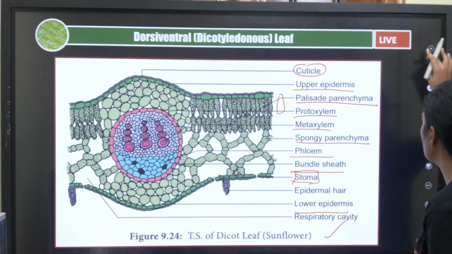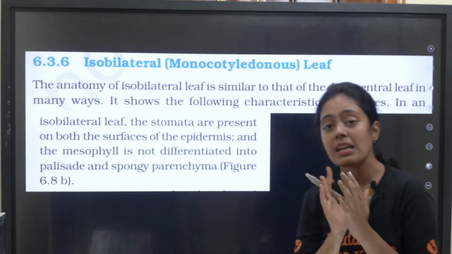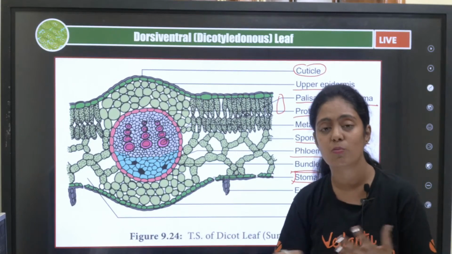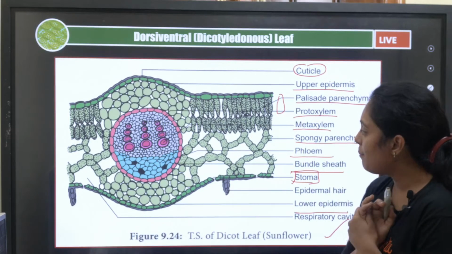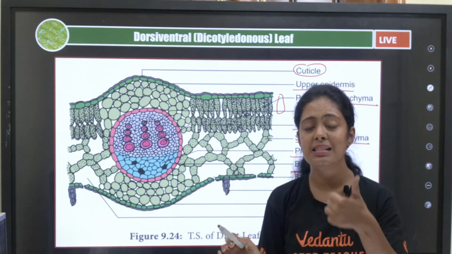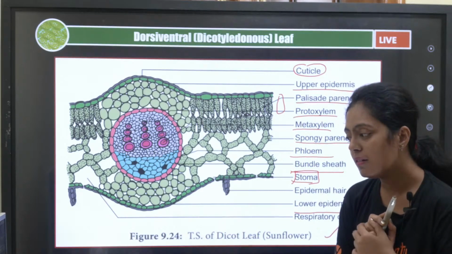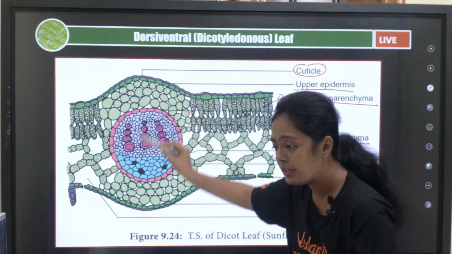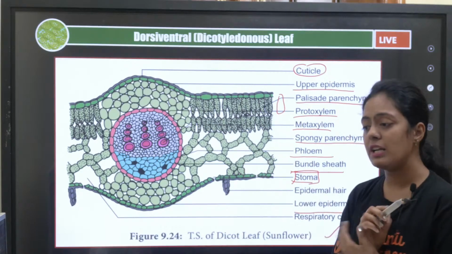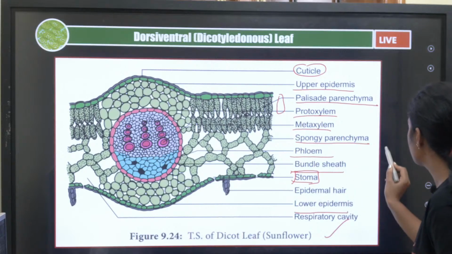So sunflower va ingiyu eduthirukanga. Yes, so is everything about dicot leaf clear? How are the vascular bundles? What is actually happening? Inga eppadi irukku? How is the vascular bundle? Is it radial? Is it conjoint? Is it radial or is it conjoint here? Hi Shivakumar. இது radial conjoint pasangala? சீக்கிரம் சொல்லுங்க. It is conjoint.